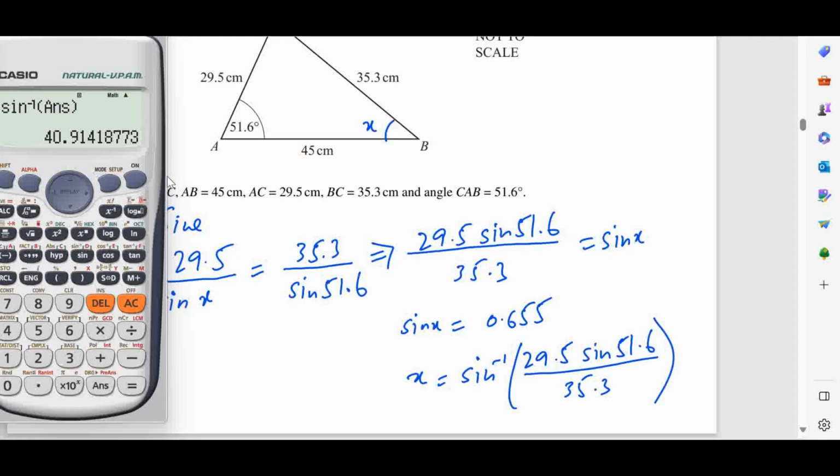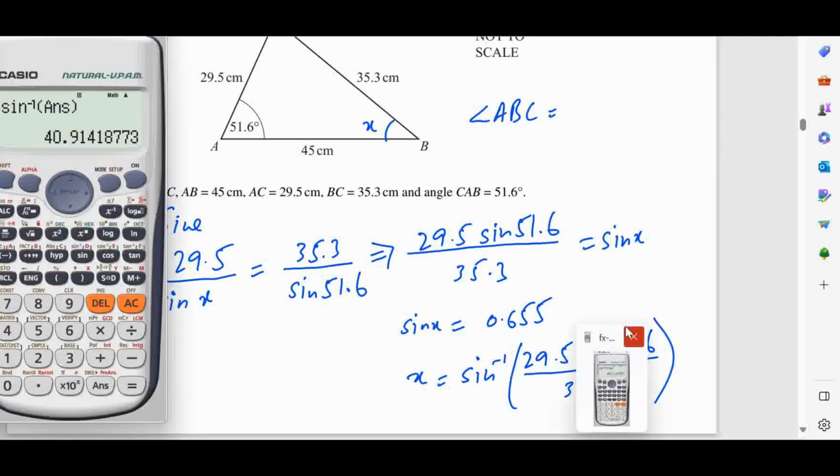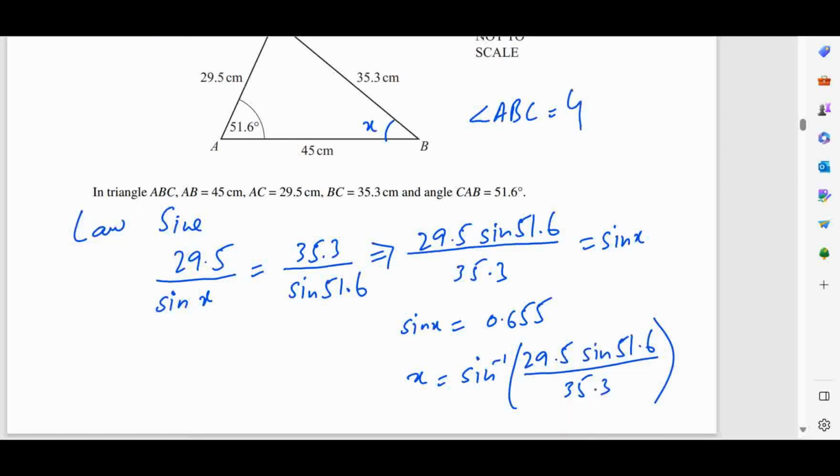So the angle ABC will be equal to 40.91. This will be the final answer. I hope that the concept is clear. If you have any question, you can ask it.